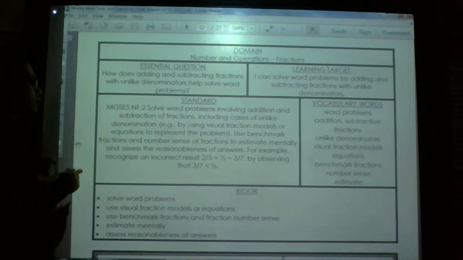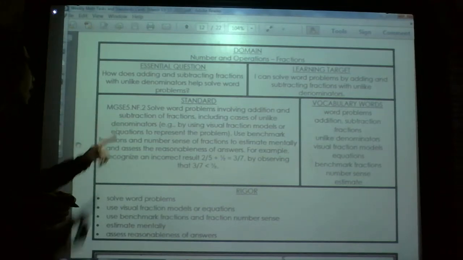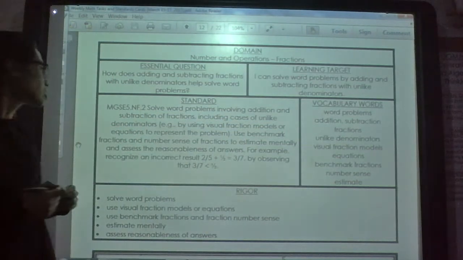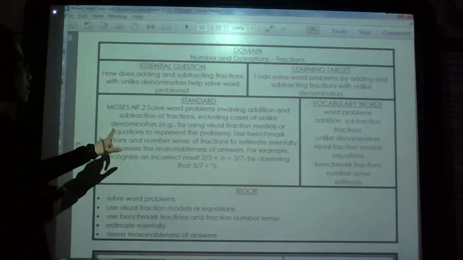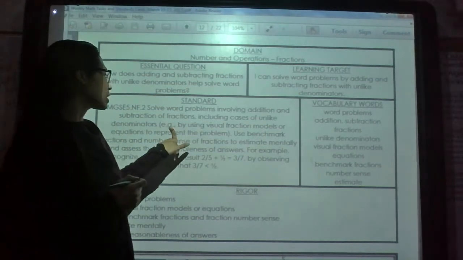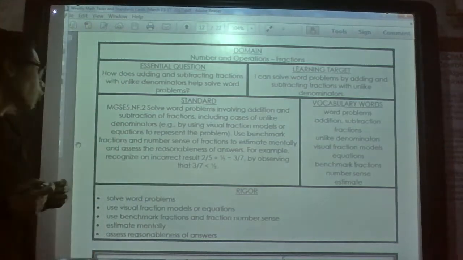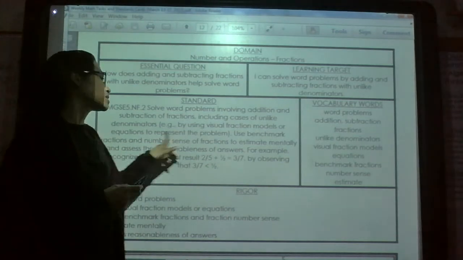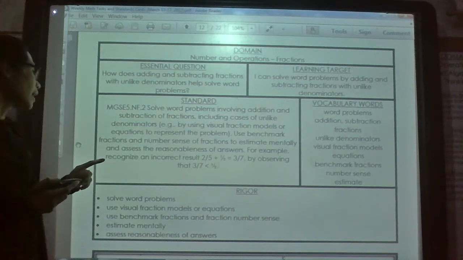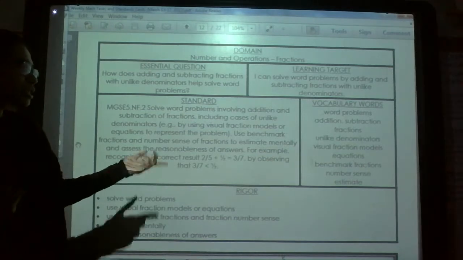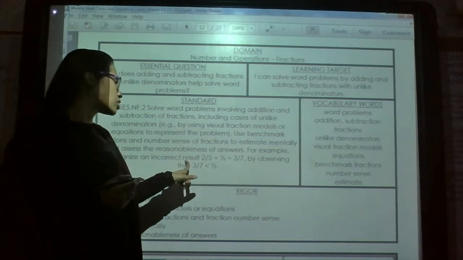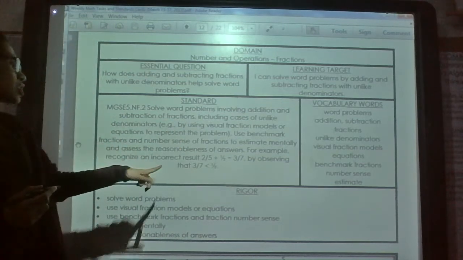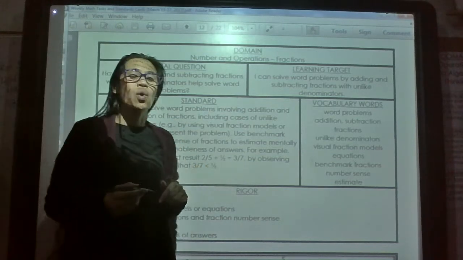Here's our standard. Read it with me. MGSE5.NF2. Solve word problems involving addition and subtraction of fractions, including cases of unlike denominators. Example given by using visual fraction models or equations to represent the problem. Use benchmark fractions and number sense of fractions to estimate mentally and assess the reasonableness of answers. For example, recognize an incorrect result, 2/5 plus 1/2 is equal to 3/7. Oh, no, it's not. By observing that 3/7 is less than 1/2.